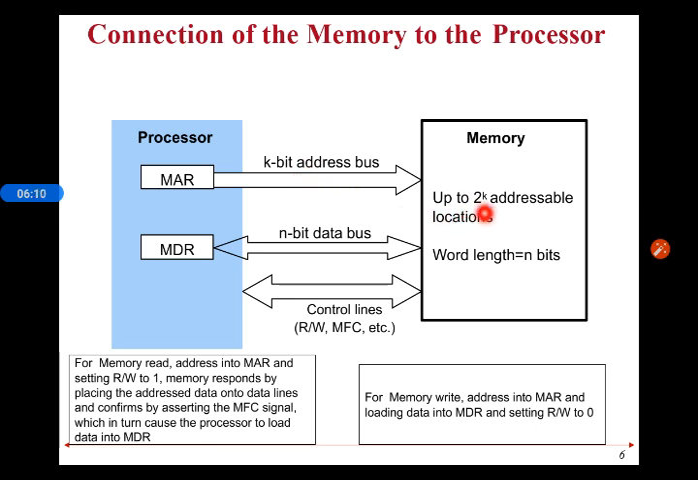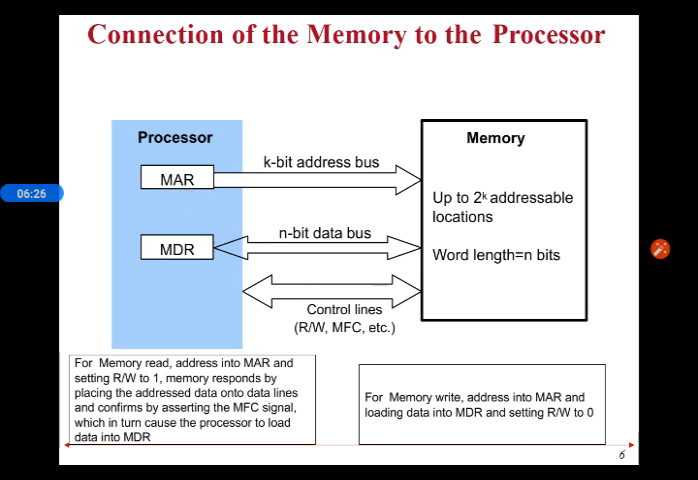That is what is written here. So the memory should contain up to 2 raised to k addressable locations. If the memory device contains a number of locations above this 2 raised to k, the processor cannot address them, because the MAR can accommodate only k address lines.